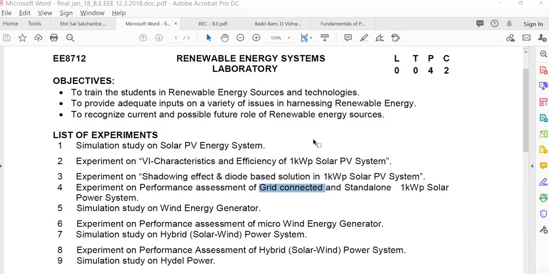Dear viewers, today in the Renewable Energy Systems Laboratory, in the last video we saw experiment number 4 in standalone mode. Today we are going to see the experiment on performance assessment of a grid connected 1 kilowatt solar power system.